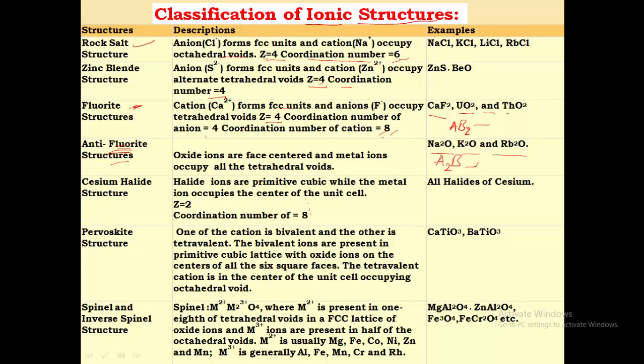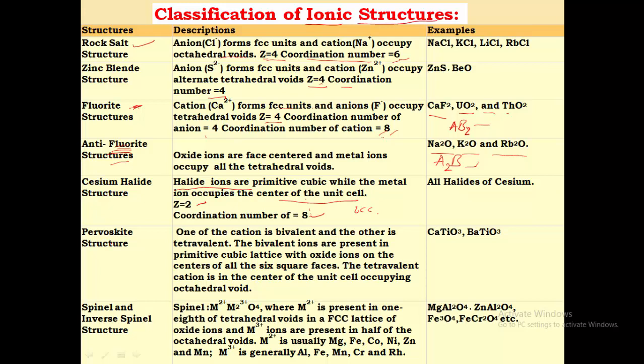And examples. Okay, now cesium halide structure: cesium bromide, cesium chloride, all those things. How are the ions arranged? Halide ions are primitive cubic, while the metal ion occupies the center of the unit cell. Z is equal to 2. Number of atoms is 2 and coordination number is 8. Okay, it simply forms a BCC type structure.